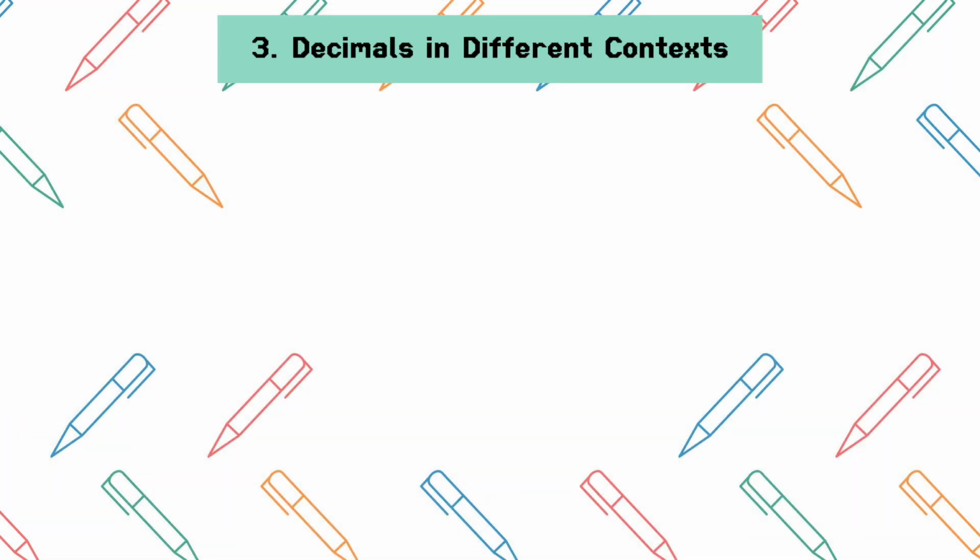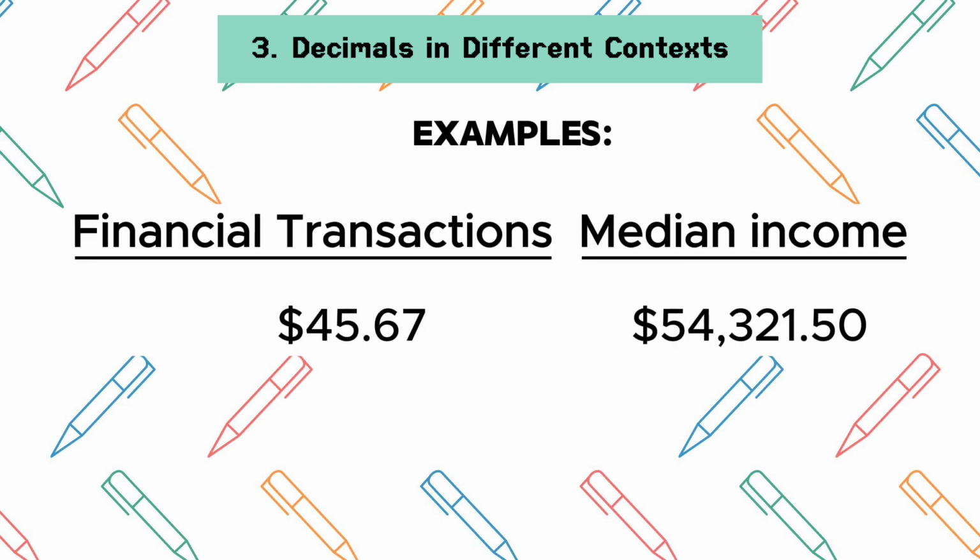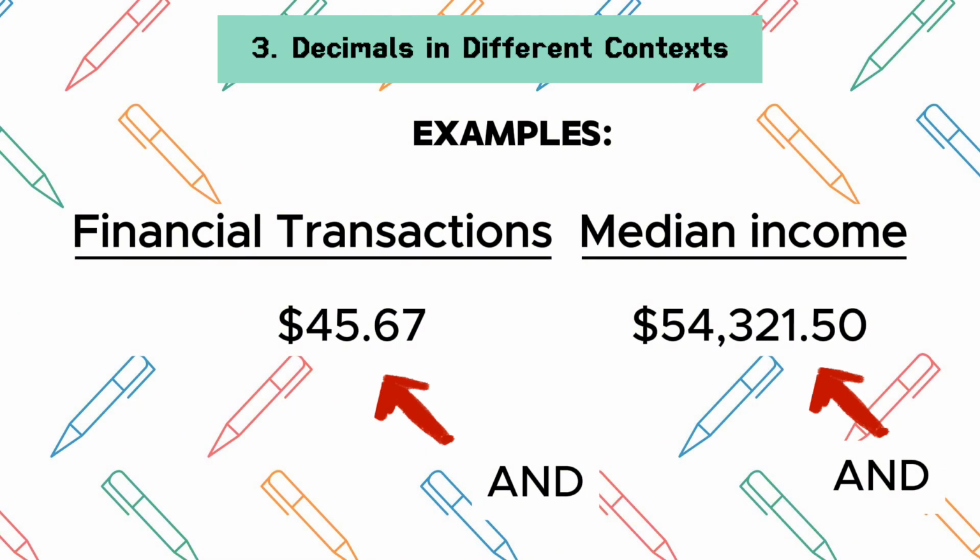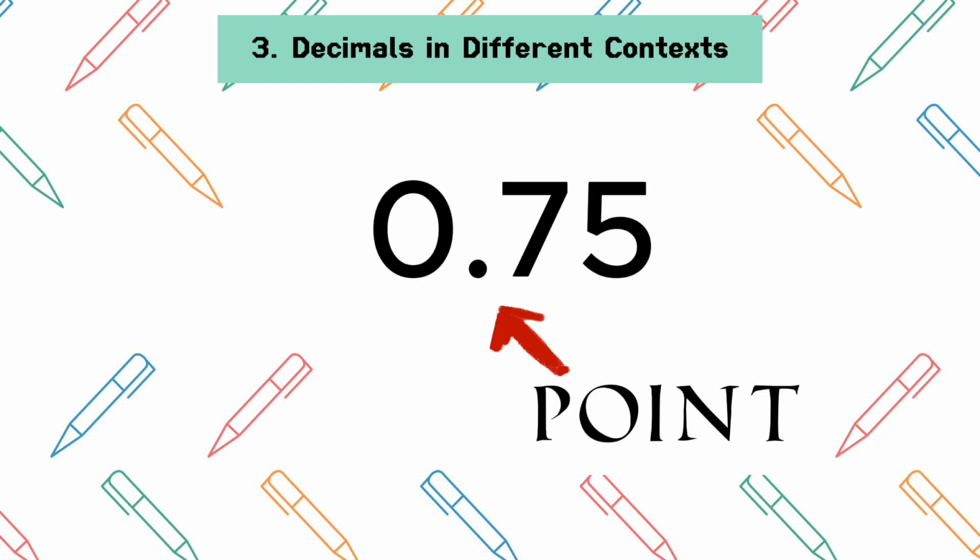Now, let's talk about decimals. When discussing monetary values, you usually do not say point before the decimal part. Instead, you typically use the word and to separate the whole number from the decimal part. For example, financial transactions: $45.67. Median income: $54,321.50. For general numbers, you do use the word point to indicate the decimal.